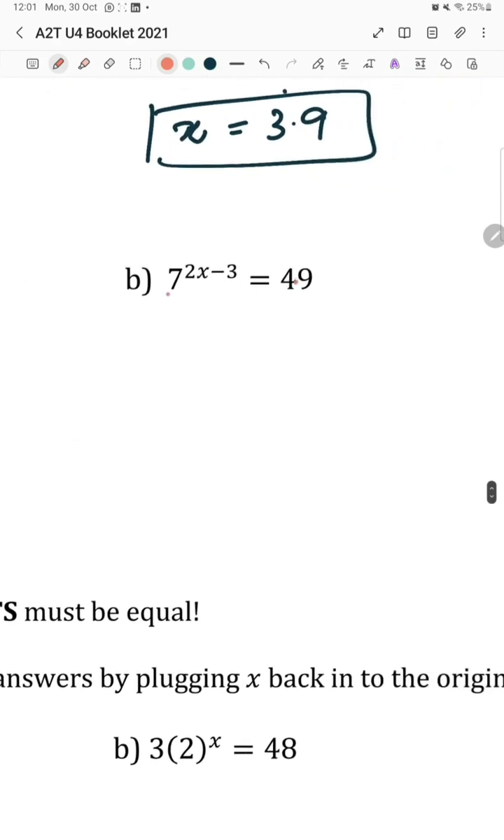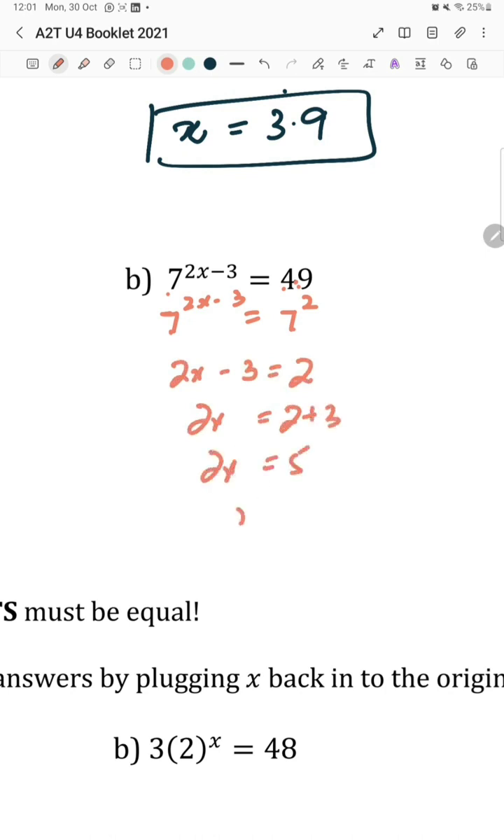Okay, here bases are not the same, so we will make the bases the same. We can write 49 as 7 square. So now bases are the same, we can make exponents the same. 2x minus 3 is equal to 2. 2x is equal to 2 plus 3. 2x is equal to 5. x is equal to 5 by 2.